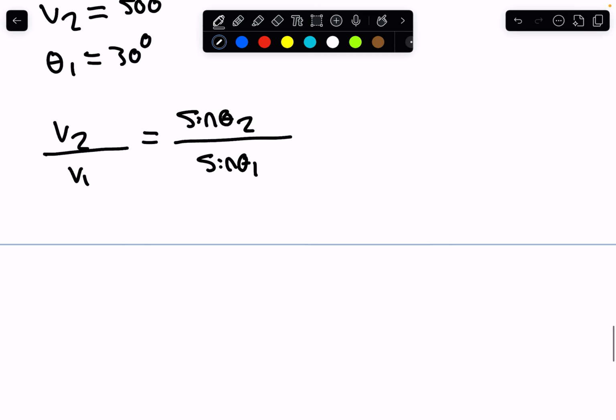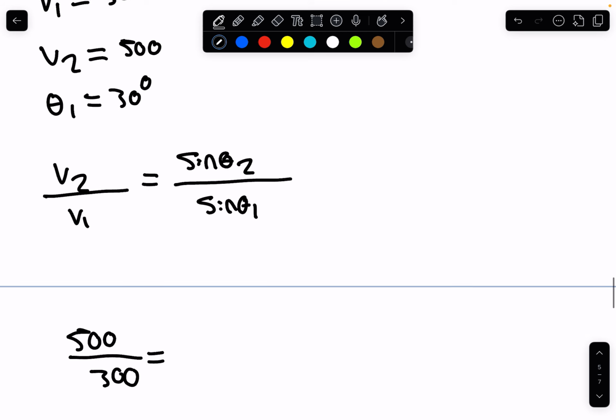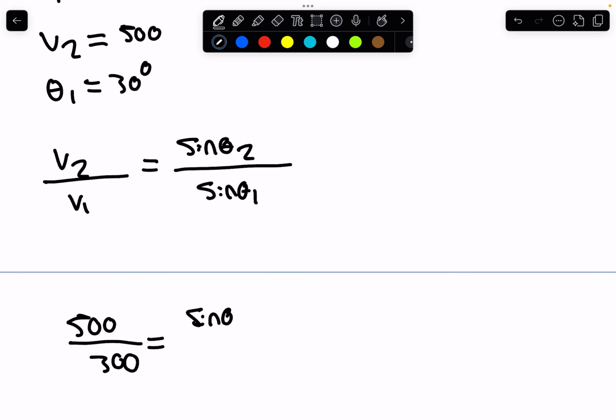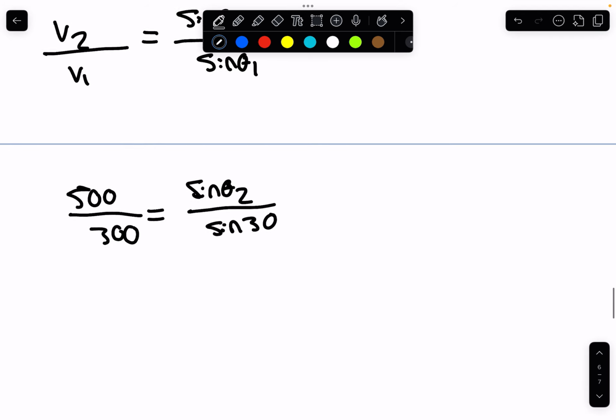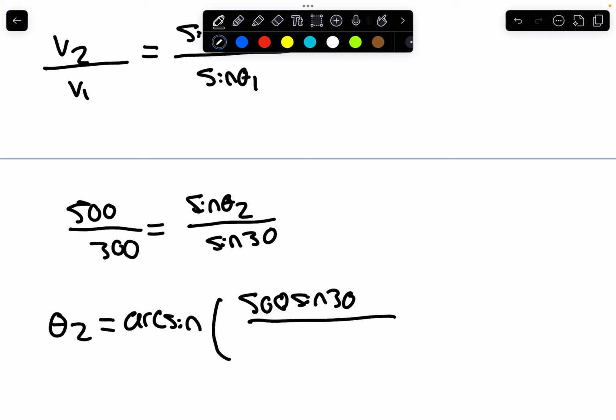So simply V2 over V1 would be 500 over 300 equals sine theta 2, which we do not know, divided by sine 30. So rearranging this would give us theta 2 equals arc sine, which is the inverse of sine, of 500 sine 30 divided by 300, which equals.